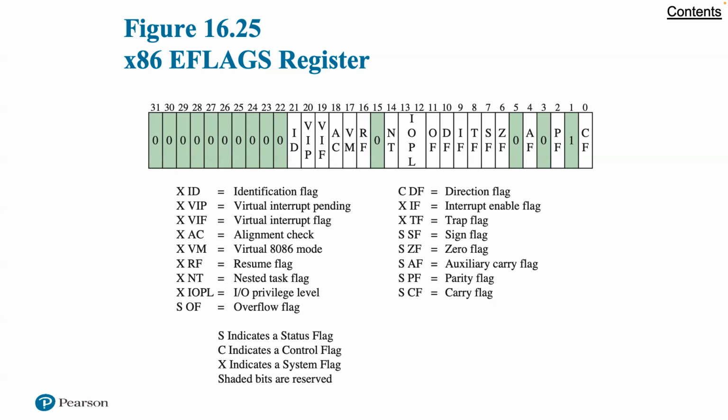We have the alignment check. It activates if a word or double word is addressed on a non-word or non-double word boundary.